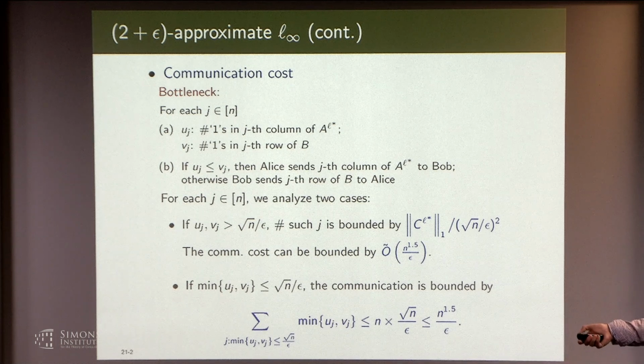Otherwise, it's even simpler, right? Because one of them is small, that means the amount of information we send is small. So this is a high-level idea, and we can balance those things and get this n to the power 1.5 over epsilon. Okay, so that's basically the analysis.